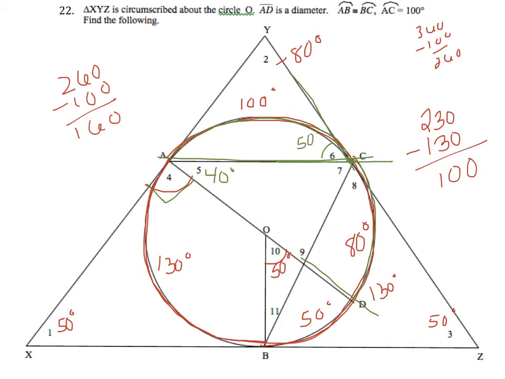All right, angle 7 is an inscribed angle. And angle 7, if I extend it, goes with this 130-degree arc right here. So I know it's half of that, so it has to be 65.